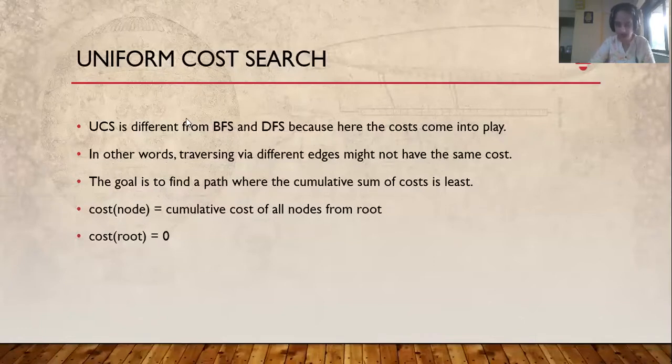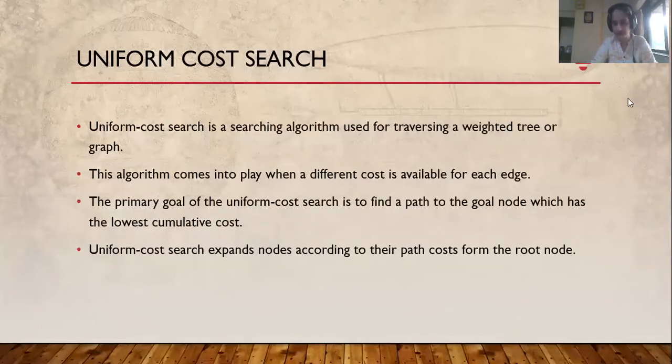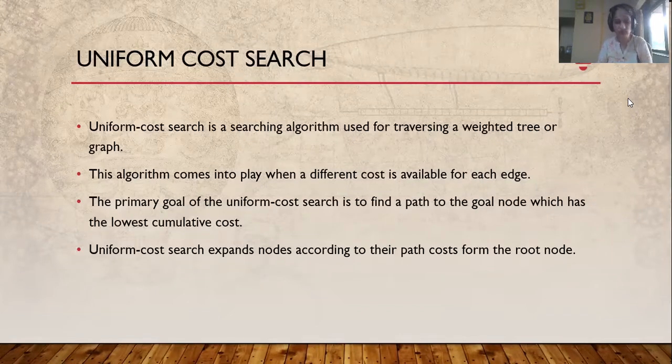Fine, let's go ahead. Uniform cost search is a searching algorithm used for traversing a weighted tree or a graph. Whenever you say a weighted tree or a graph, it means every edge has certain weights, certain costs associated with it. This algorithm comes into play when a different cost is available for each edge. The primary goal of uniform cost search is to find the path to the goal node which has the lowest cumulative cost. Uniform cost search expands nodes according to their path cost from the root node.